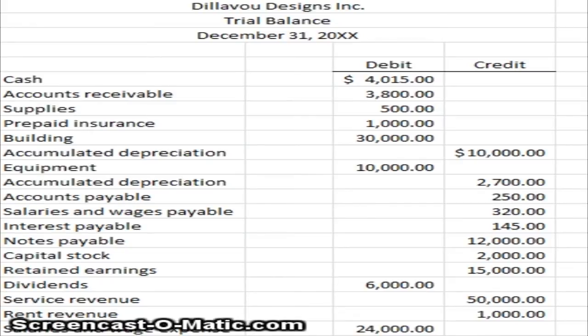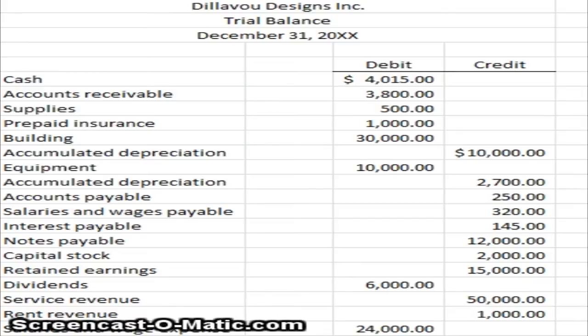So we're going to look in the ledger at each of those accounts. For instance, it's cash. Okay, we're going to find that. We're going to say, okay, what's the balance there? It's $4,015. It's a debit balance. So we're going to put it on the trial balance in the debit column. We're going to do that for every account that we have.